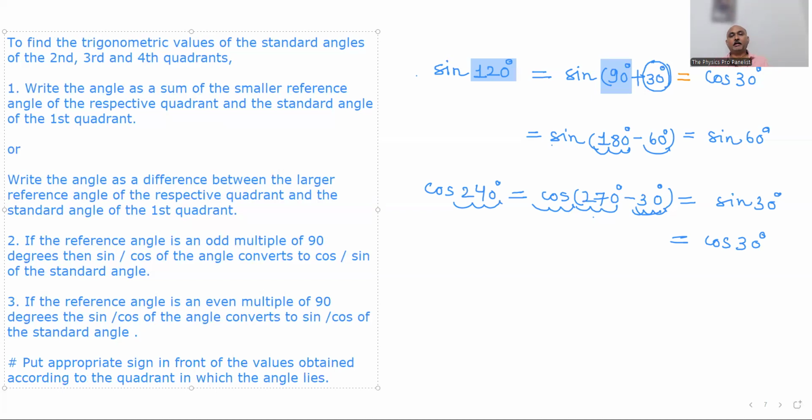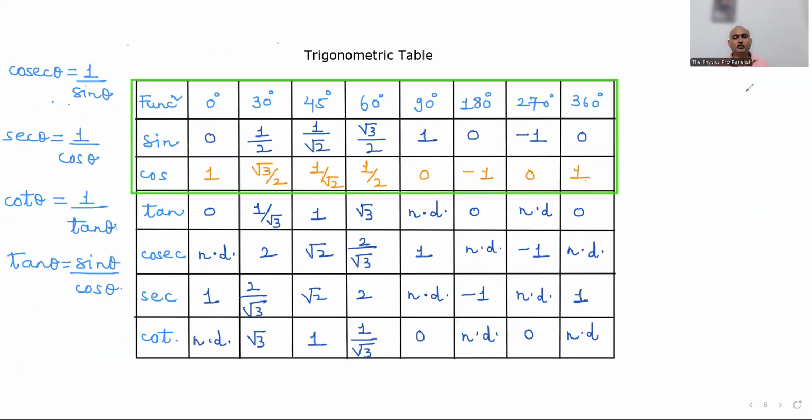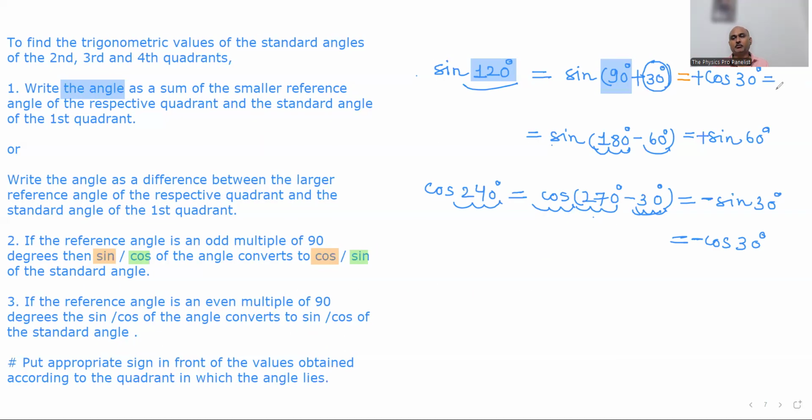Which angle? 120 degrees. Since we are trying to find cos 120 degrees, it is positive, so put a plus sign here. Cos 240 is negative, so put a negative sign here. I hope all of you understood. From where will I get the value of this cos 30? From the table. Cos 30 is root 3 by 2. Even sine 60 is root 3 by 2. So this is root 3 by 2.